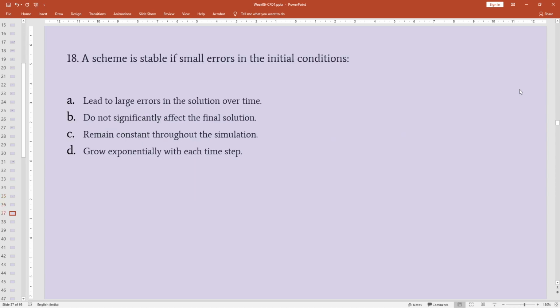Next question is on stability. A scheme is stable if small errors in the initial conditions... So if the scheme is stable, then what will happen to the small errors in the initial conditions? Option A, it will lead to large errors in the solution over time. Option B, do not significantly affect the final solution. Option C, remain constant throughout the solution. Option D, grow exponentially with each time step. You can inbox your answers.